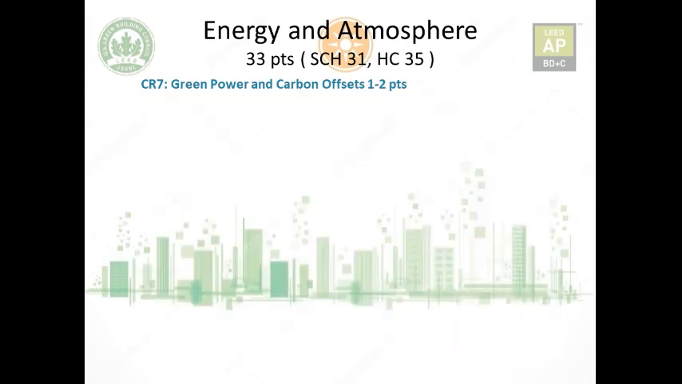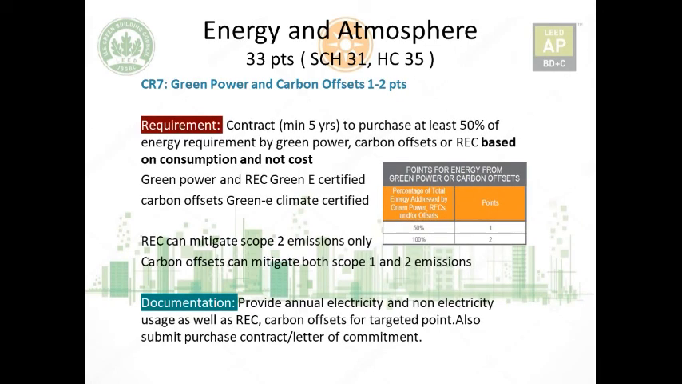The requirement of this credit is that you should have a contract of minimum 5 years to purchase at least 50% of your energy requirement based on the consumption, not on the cost, because all that we have seen so far, for example in the renewable energy, was based on cost, but this one is based on consumption. Based on your consumption, at least 50% of your energy should be purchased by green power, carbon offset, or a renewable energy certificate.